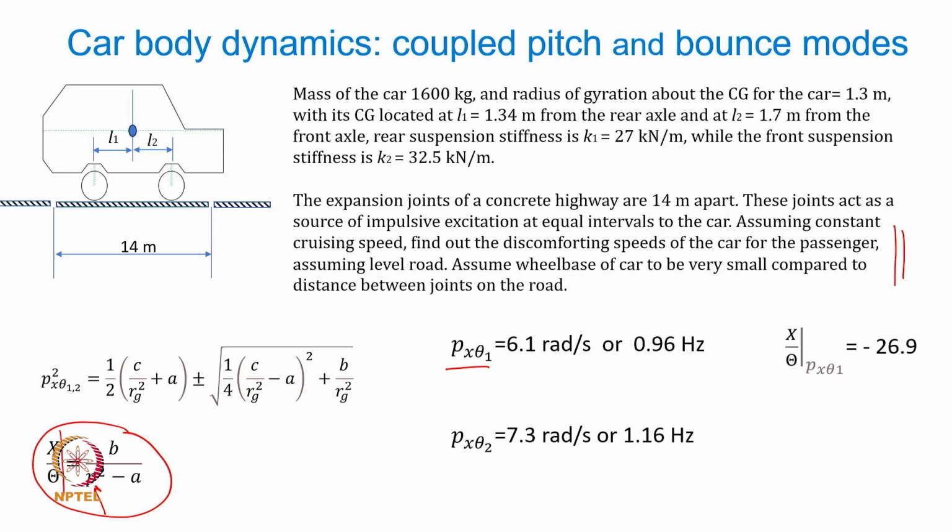So the first mode shape is defined by this ratio x over theta equal to minus 26.9. That is the value that you will get if you substitute all the values which you know, a and b are known, and p is replaced by p_xθ1. This is the first mode shape.